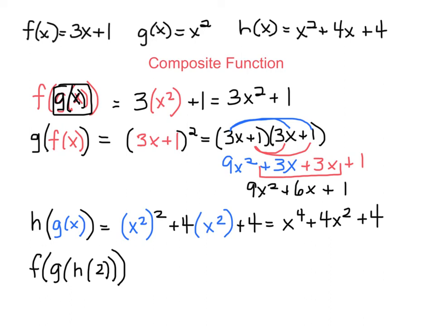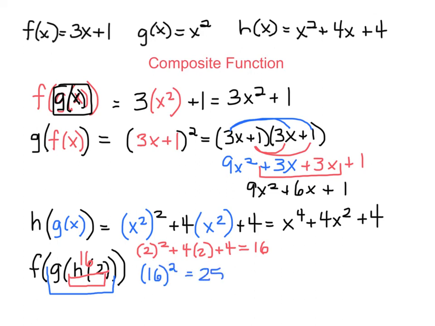So, I want you to notice h of 2 is on the inside. So I'm going to plug 2 into h first. Just like we were doing today in class. This is going to give me 16. So this h of 2 becomes 16. Guess what I'm going to do with that 16? I'm going to plug that into g. And I get 256. So now this part becomes 256.